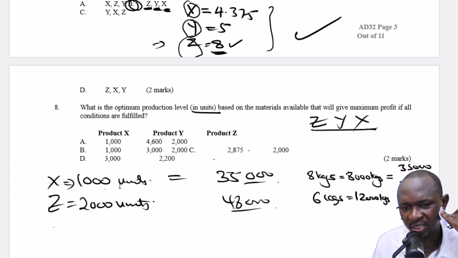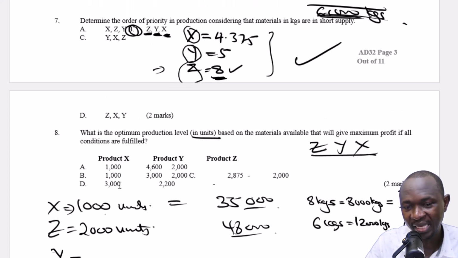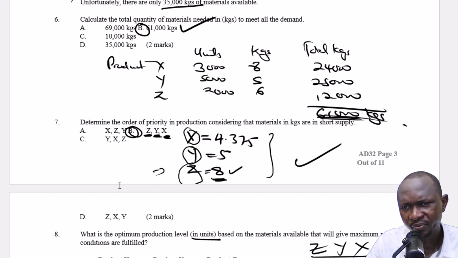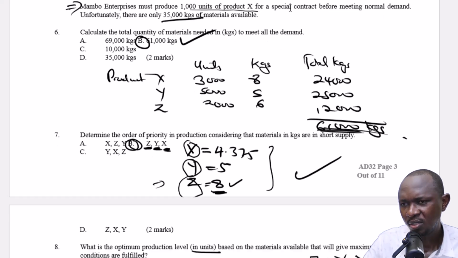So what this means is that the third most profitable product will be Y, because of the 5 being the contribution per kg. So how many units do you have? Under Y we have 5,000 units. We are going for this. Why? Because for Y, the contribution per kg is 5 shillings, while the contribution per kg for X is 4 shillings. So let's go for this first before we come to the other.